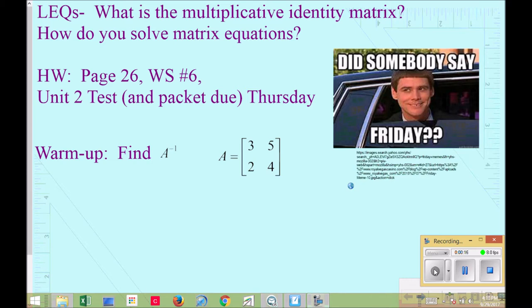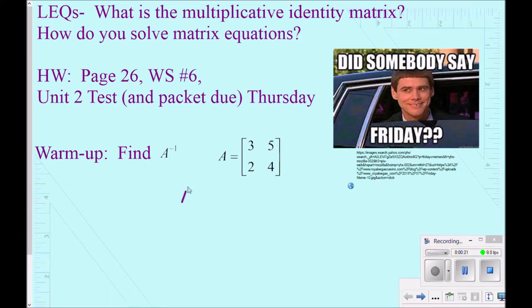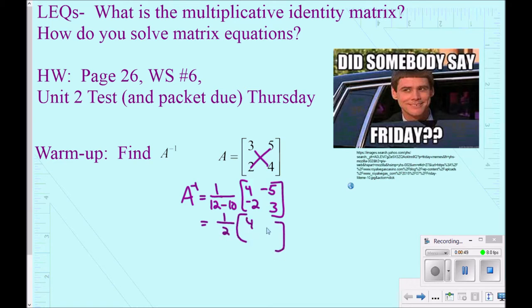So the inverse we find by doing 1 over 3 times 4 is 12 minus 2 times 5 is 10. So we're going to take that times the 3 and the 4, swap places, and the 5 and the 2 stay the same but change signs. So when I simplify that, I'm getting 1/2 times 4, -5, -2, and 3.